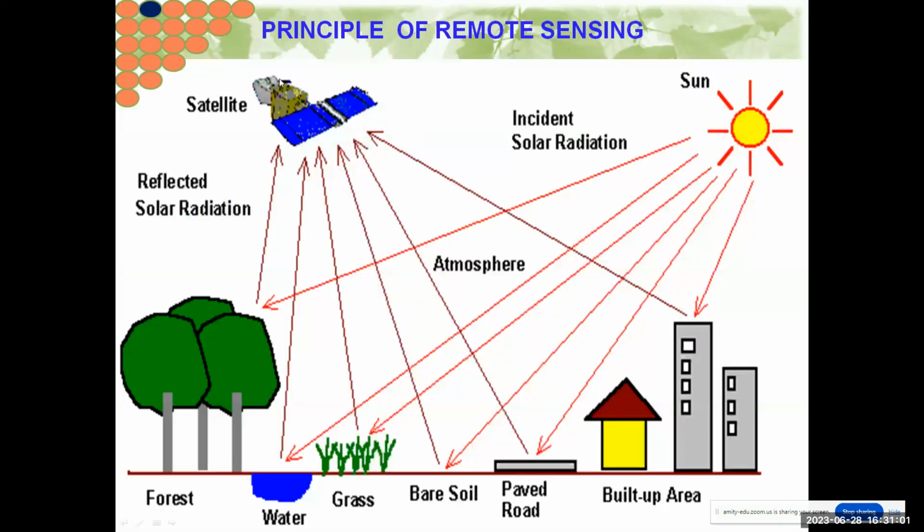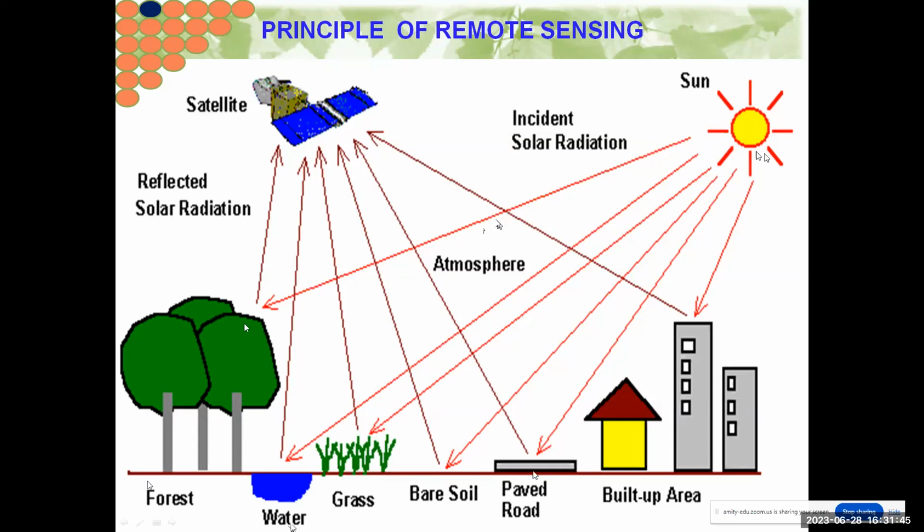That is the principle of basic remote sensing. See in this picture, there are the sun, satellites, forest, water, grasses, bare soils, paved roads, and buildings, all surrounding each other in the atmosphere. The sun radiates energy through the atmosphere to the Earth's surface. There are some tiny particles in the atmosphere, so there are two phenomena: either the incident energy reaches the Earth's surface, or it is scattered in the atmosphere by the tiny particles. We will discuss that later.